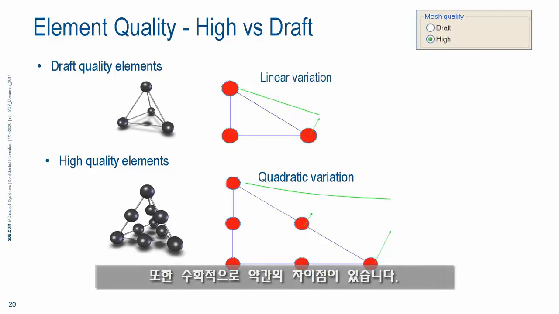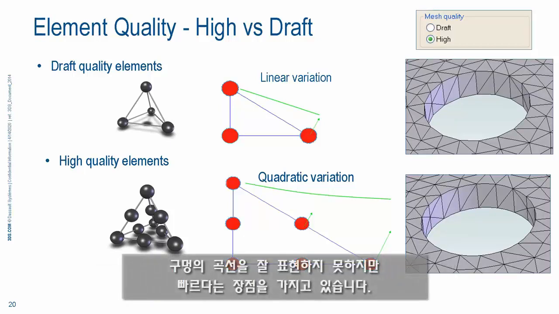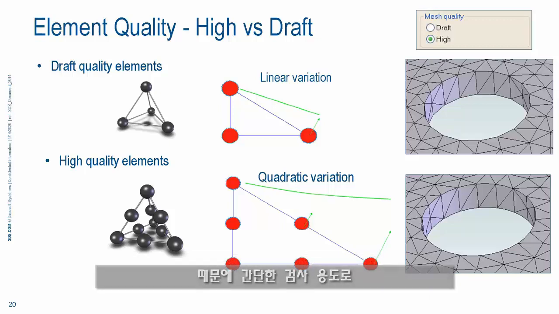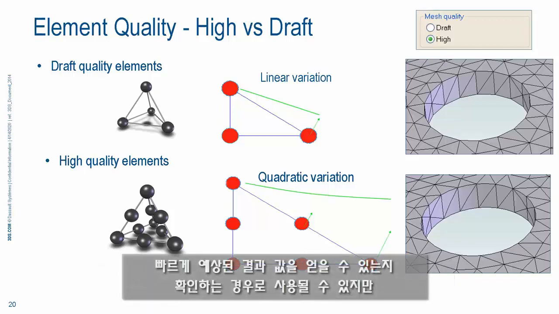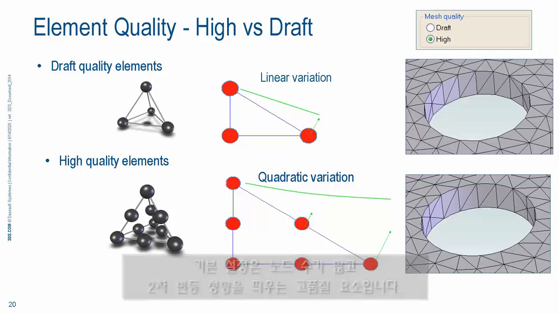There are also some mathematical differences here. The high quality element has a quadratic variation, and that can capture the geometry in a better way. The draft quality element has a linear variation. You can see it doesn't really capture the curve of the hole in a good way. But the benefit of the draft quality element is that it is fast. So maybe you can use it as a quick run-through to see that you're getting the result you're expecting. But the default setting is the high quality element, which has more nodes and a quadratic variation.